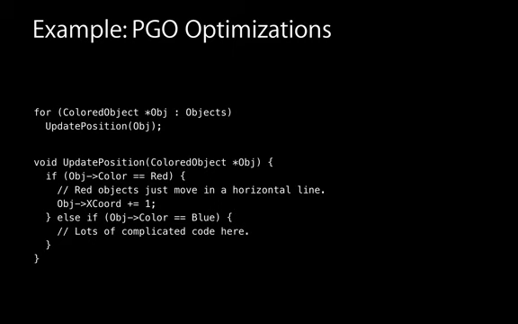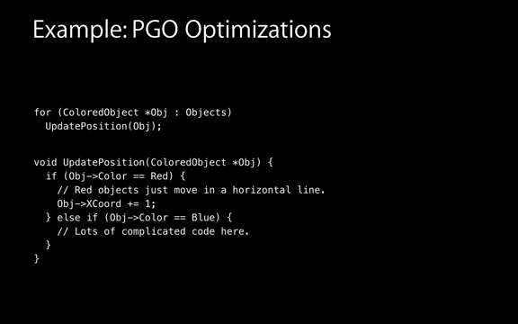So at the top, I've got a loop over the objects, and for each one, I'm going to call my update position function. And update position is going to look and see if the object is red, it moves in a very simple horizontal line. So the code is really simple. But if the object is blue, let's assume that the movement is much more complicated. I've got a very large block of code here.